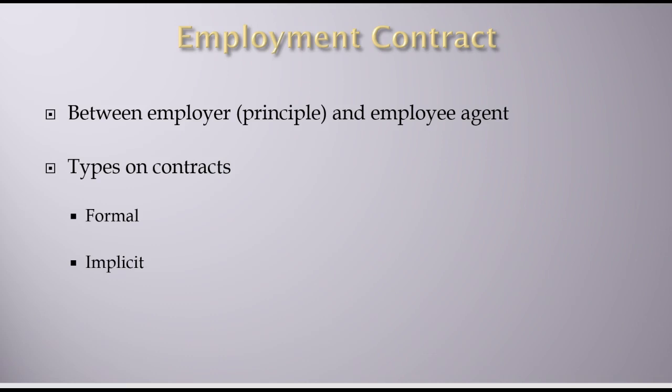If we look at the employment contract, an employment contract is between a principal and an agent. The employer is the principal. The employee is the agent. The employee is working for the employer. When it comes to employment contracts, there's two types of contracts. There are formal contracts, and these formal contracts explicitly lay out the promises by both parties and what happens if either party fails to hold up their end of the bargain. Once it's signed, it's binding.